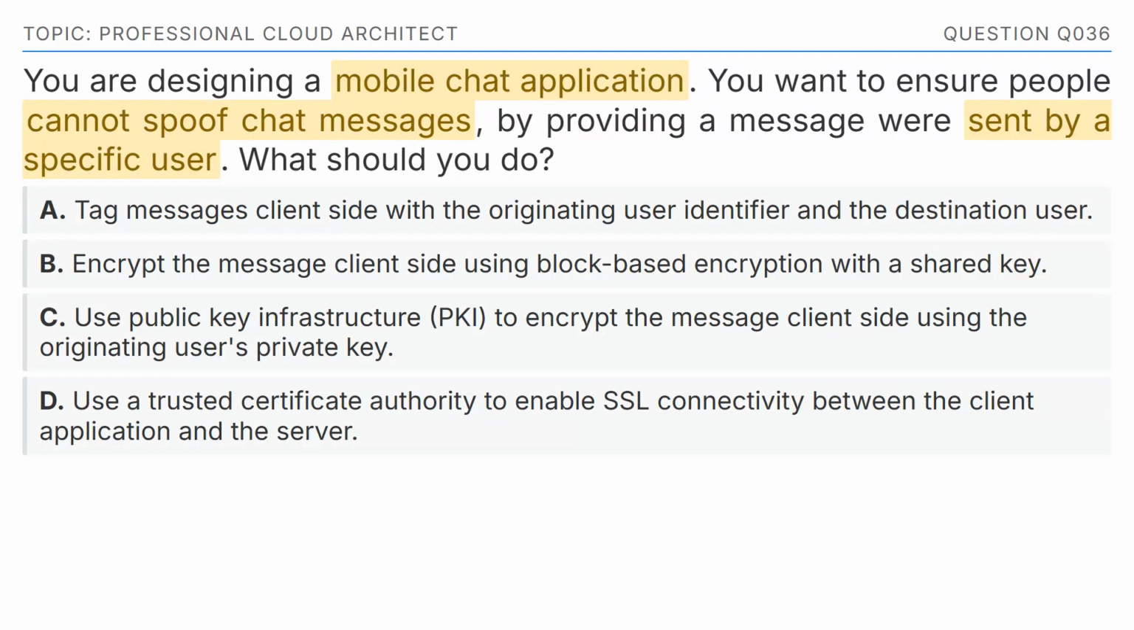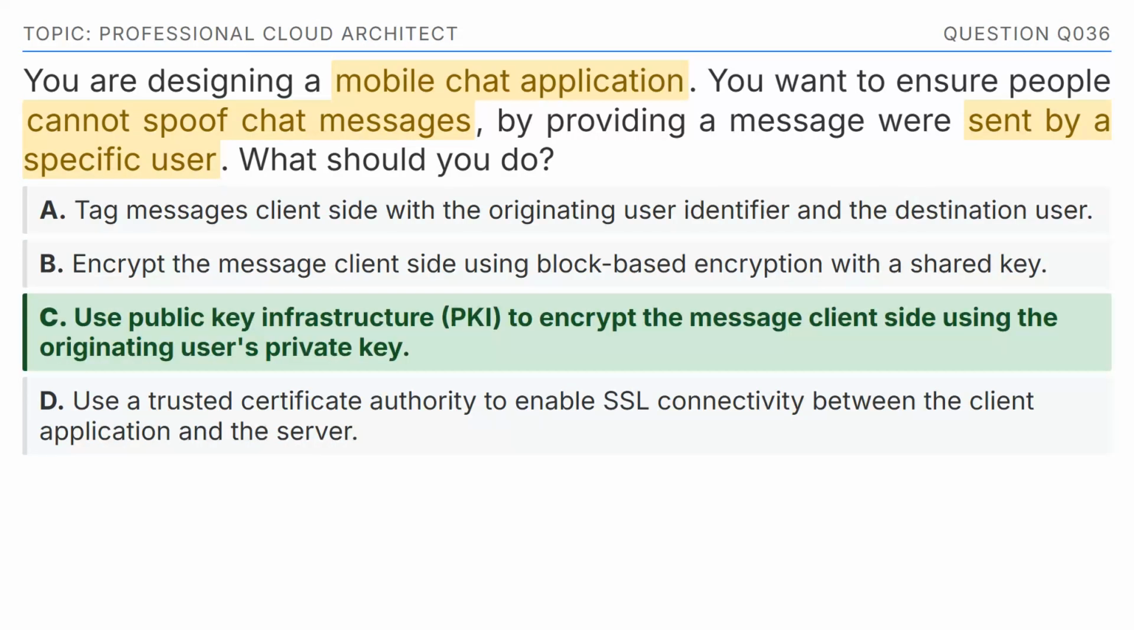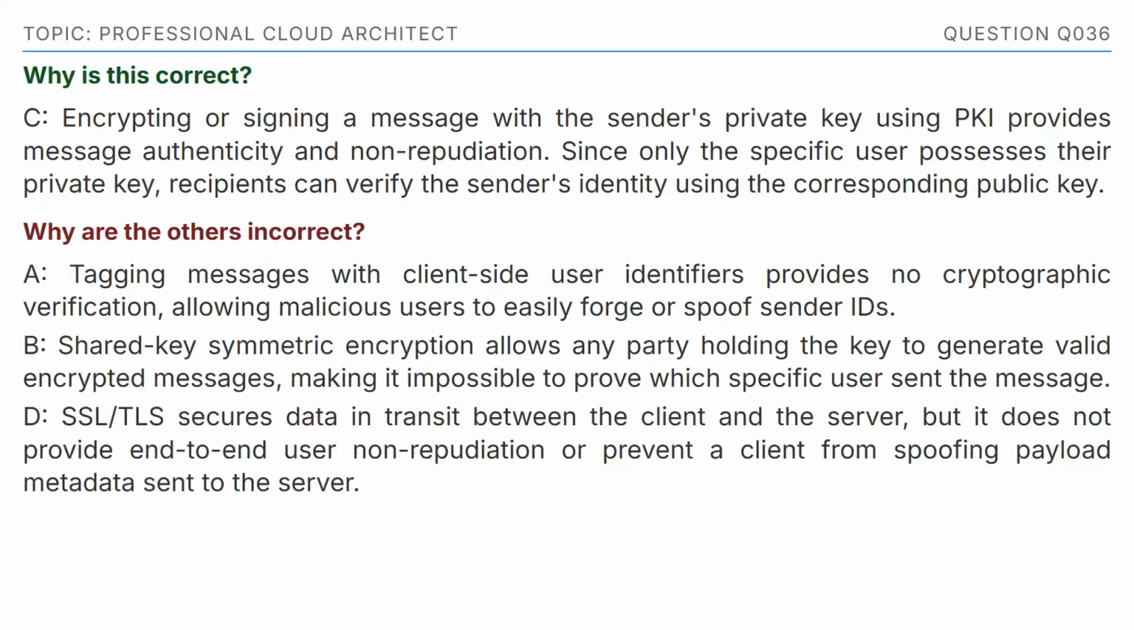To arrive at the correct answer, we focus on the keywords: mobile chat application, cannot spoof chat messages sent by a specific user. The correct answer is Option C, use public key infrastructure, PKI, to encrypt the message client-side using the originating user's private key. Why is this correct? C. Encrypting or signing a message with the sender's private key using PKI provides message authenticity and non-repudiation. Since only the specific user possesses their private key, recipients can verify the sender's identity using the corresponding public key.